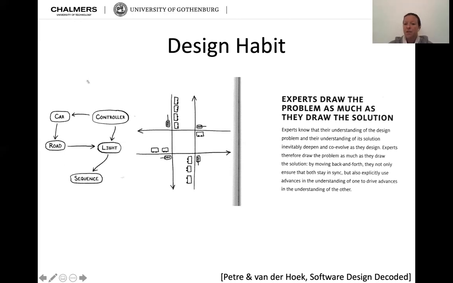So experts know that their understanding of the design problem and their understanding of its solution inevitably deepen and co-evolve as they design. That's the iterations. Experts therefore draw the problem as much as they draw the solution. By moving back and forth, they not only ensure they both stay in sync, but also explicitly use advances in the understanding of one to drive advances in the understanding of the other. So keep that at the back of your mind for today's topic.